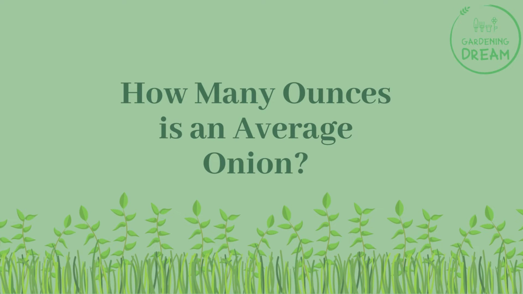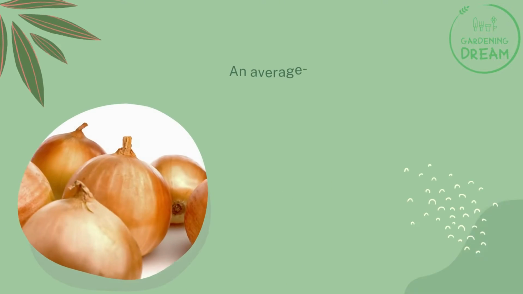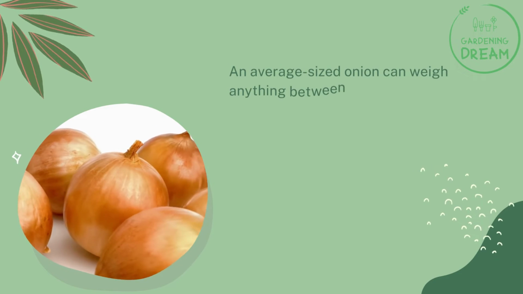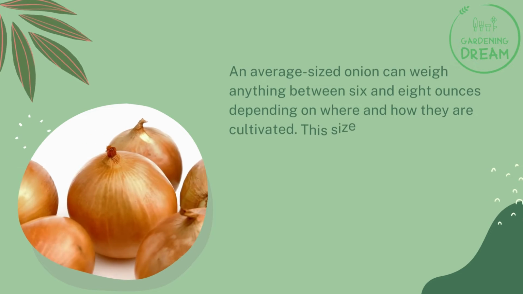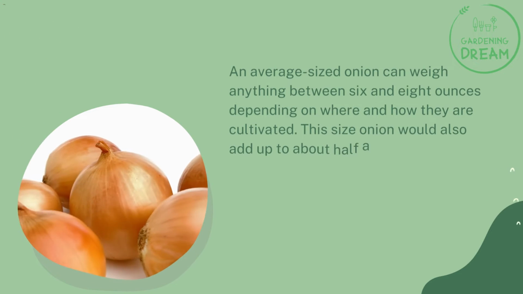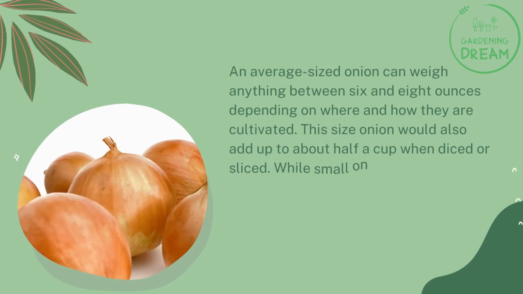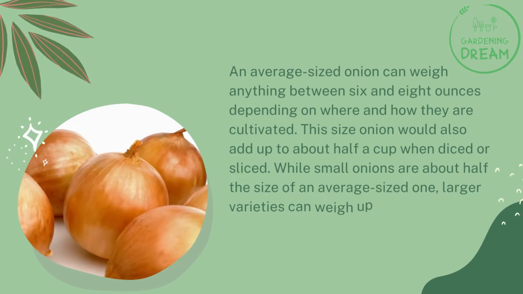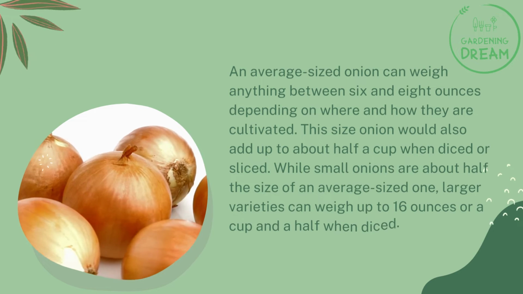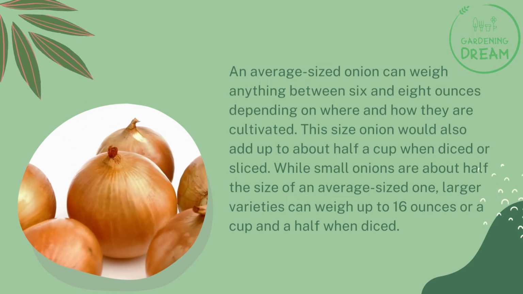How many ounces is an average onion? An average-sized onion can weigh anything between 6 and 8 ounces depending on where and how they are cultivated. This size onion would also add up to about half a cup when diced or sliced. While small onions are about half the size of an average-sized one, larger varieties can weigh up to 16 ounces or a cup and a half when diced.